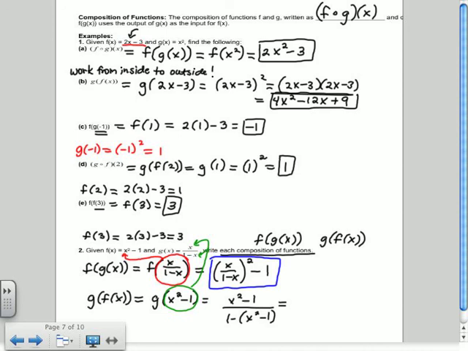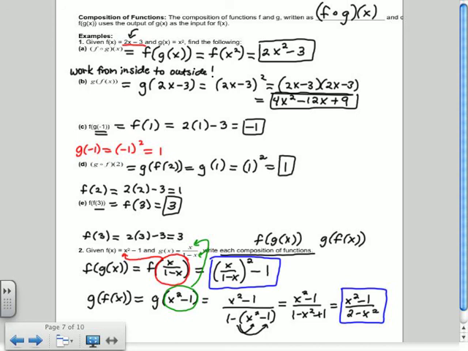All right, so let's simplify this a little bit, since it's kind of messy. So I have x squared minus 1 over 1 minus x squared, so I'm distributing my negative, and then plus 1. So it's x squared minus 1 all over 1 plus 1, so 2, minus x squared. You can leave it like that.